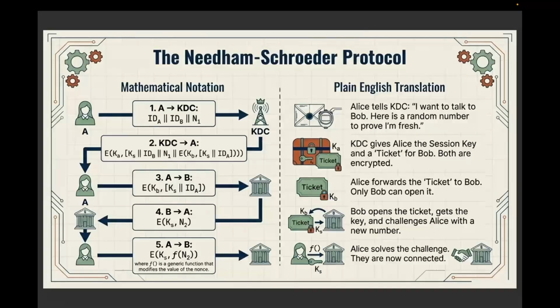So in step 3, Alice will forward Bob's ticket to Bob. And in step 4, Bob will decrypt the ticket, get the session key, and challenge Alice with a new nonce. And in step 5, Alice will respond correctly using the session key. So now both are authenticated and will share a secure session key. So this is a powerful protocol, but it had a flaw.